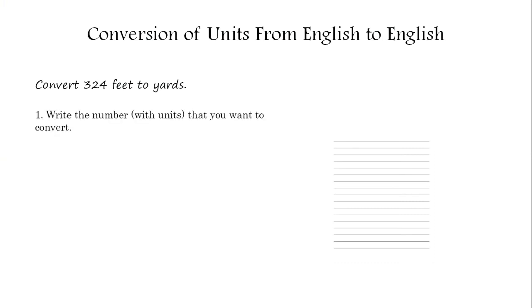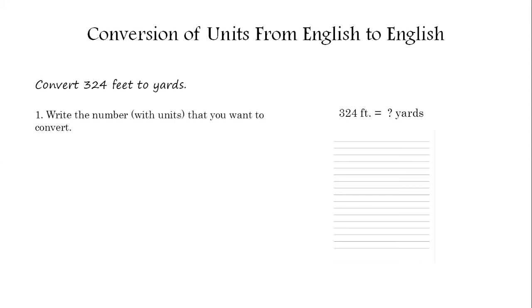Okay? So, conversion of units from English to English tayo. English system of measurement to English system. Ito yung mga may foot, yard, miles, ganon, etc. Okay, so, let's start. Convert 324 feet to yards. Okay, so our first step is write the number with units that you want to convert. And ang ating i-convert ay 324 feet is equal to how many yards? Ilang yards yung 324 feet. So, yun yung hahanapin natin.